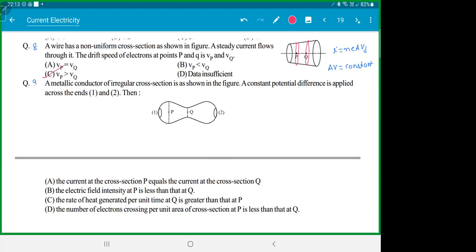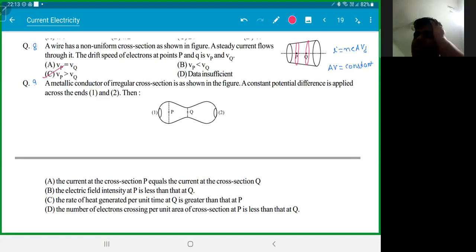9th is a good one, right? Try the 9th one, it's a good one. Is that 9th multi-correct or single correct?